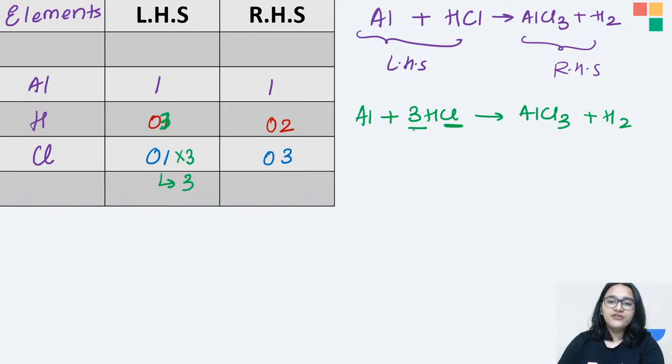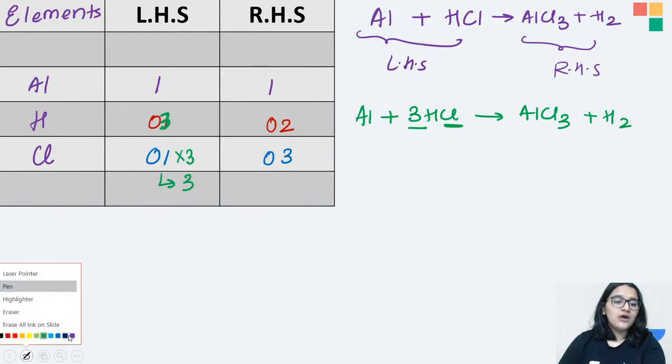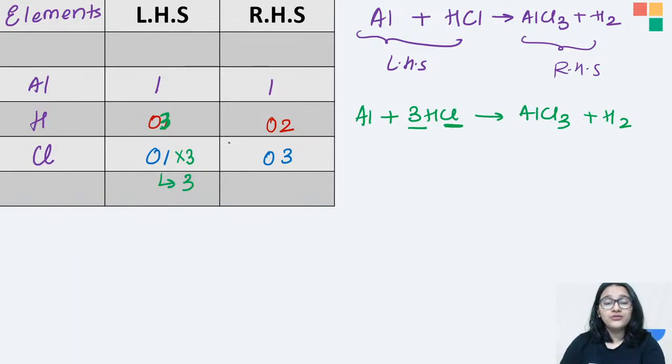So I have 3 hydrogens on the left hand side and 2 hydrogens on the right hand side. So now can I make 3 into 2 or 2 into 3? Can I convert 3 into 2? Or can I convert 2 into 3? No, they are not divisible by each other.